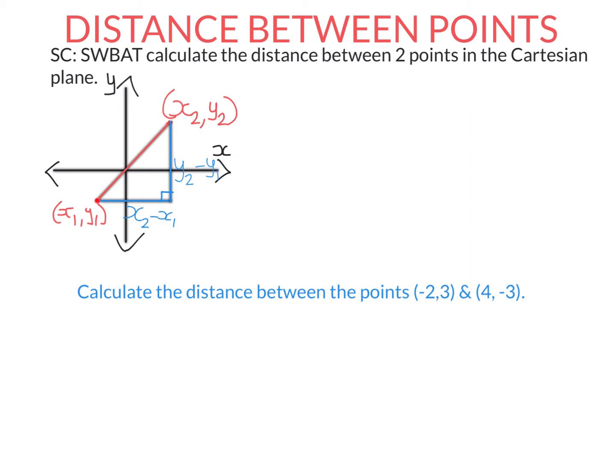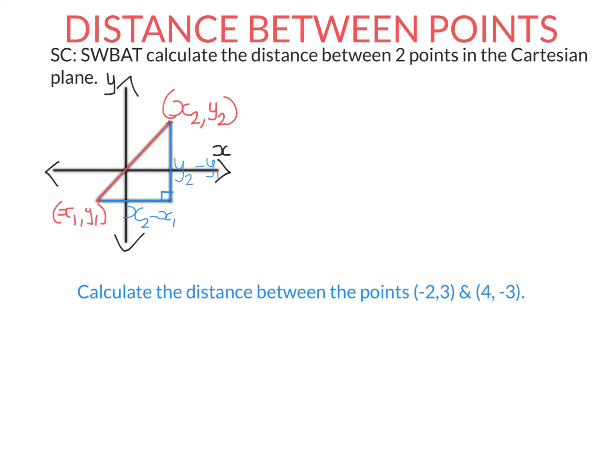To find the length of this red line segment, the distance between these 2 points, I can create a right-angled triangle. I can create a right-angled triangle because the x and y axis are always at right angles to each other. So this distance here is just the difference between the two x values, x2 minus x1, and this distance here is just the difference between the y values.